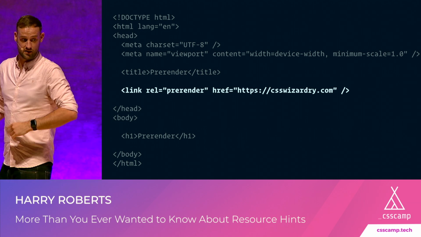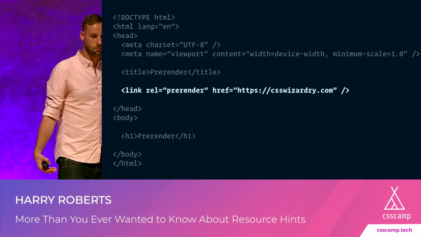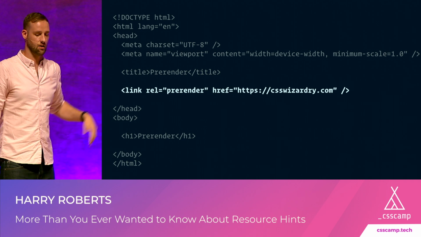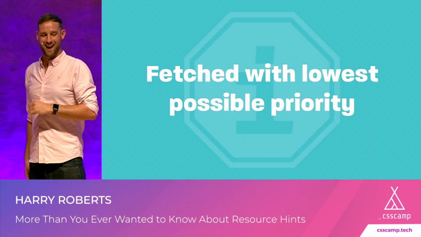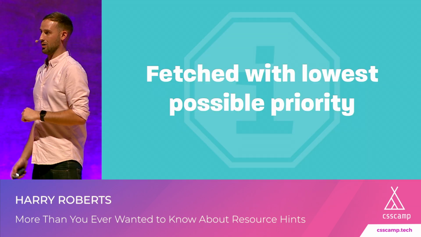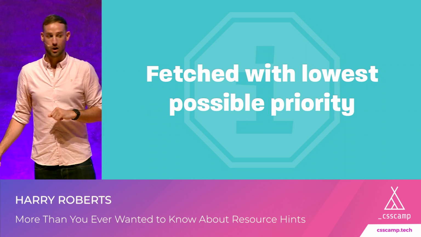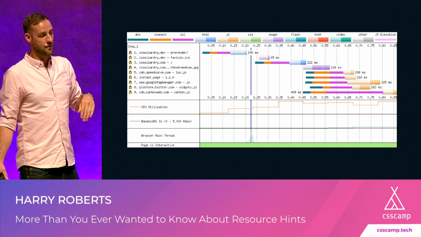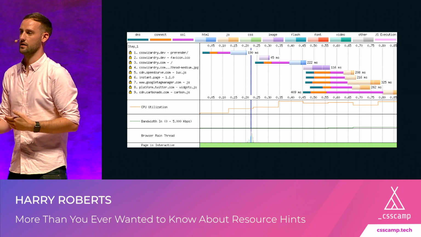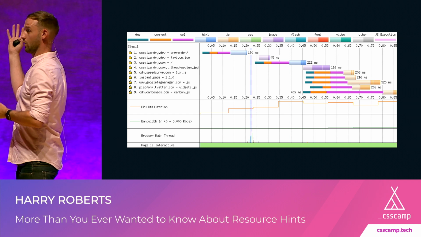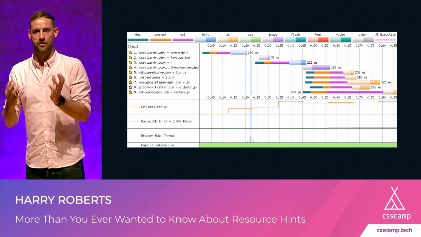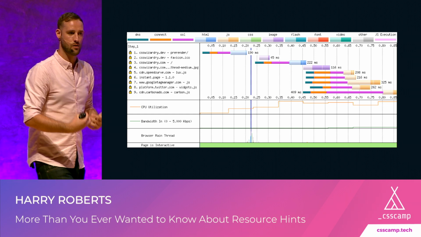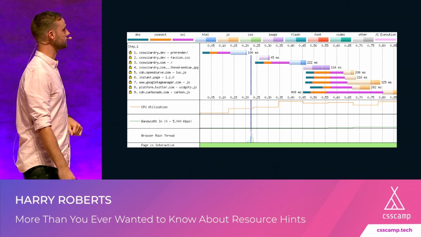The syntax is as simple as this. This is from a demo page, just preloading my entire homepage. It's all, again, fetched with the lowest possible priority. So what's going to happen is the current page will load. That's the blue line. And then recursively, after the load event has fired, it will open up the CSSWizardry.com homepage and download everything inside of that. So this is a really powerful mechanism for pre-browsing.